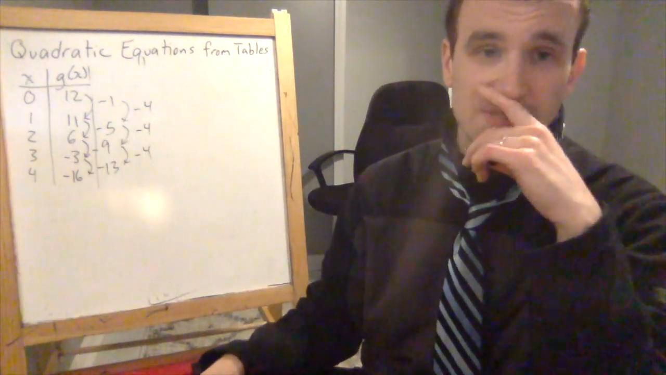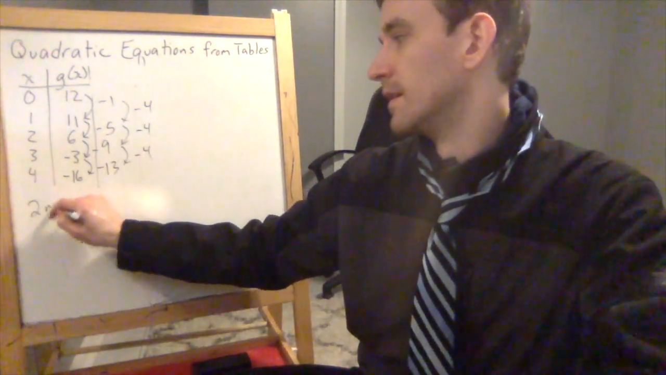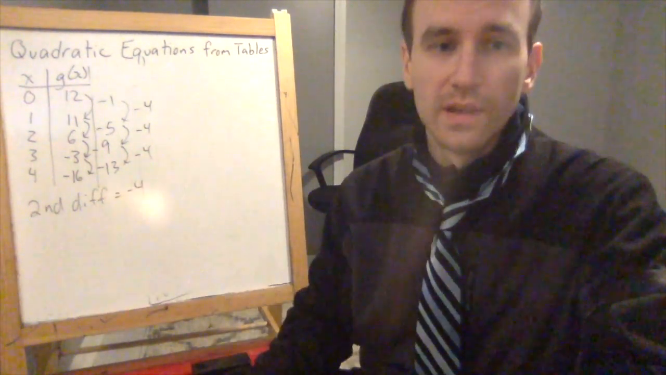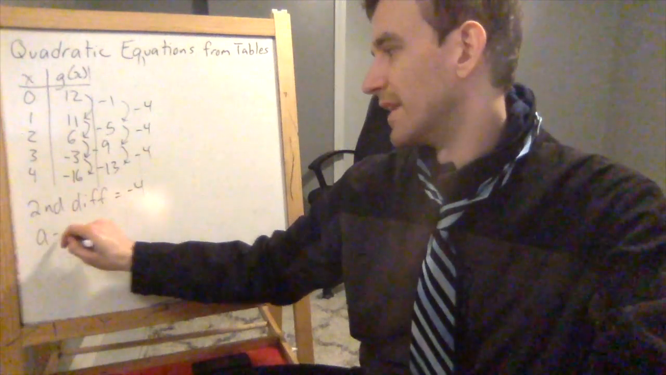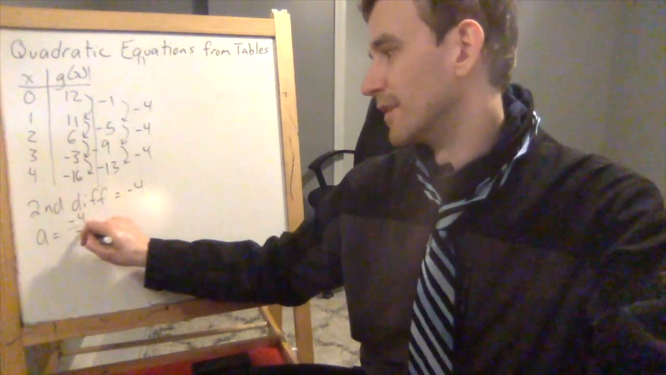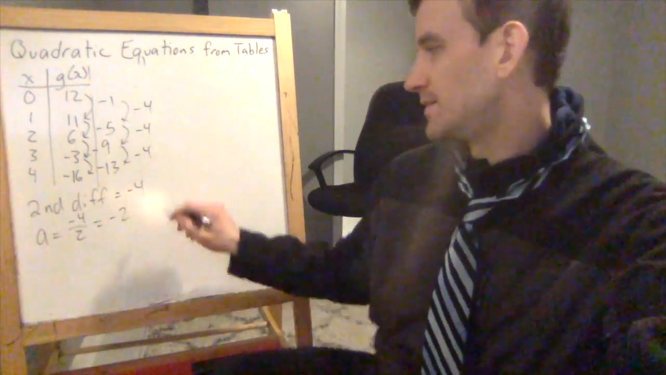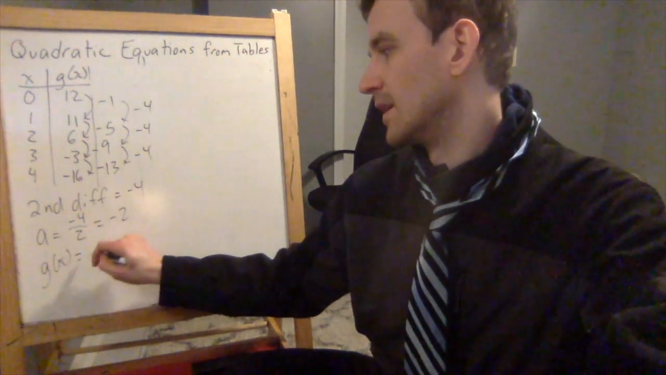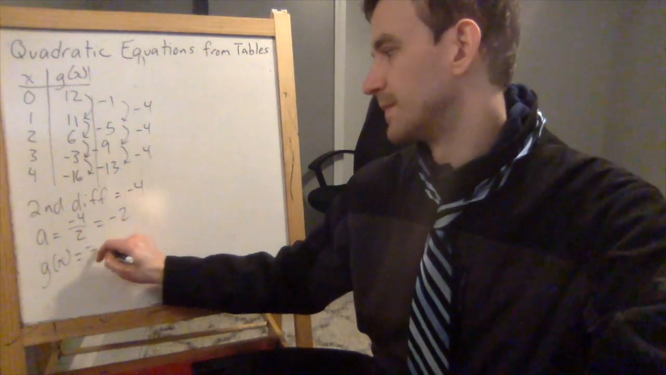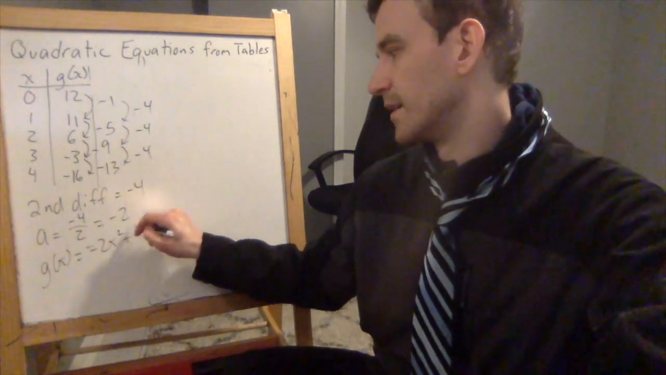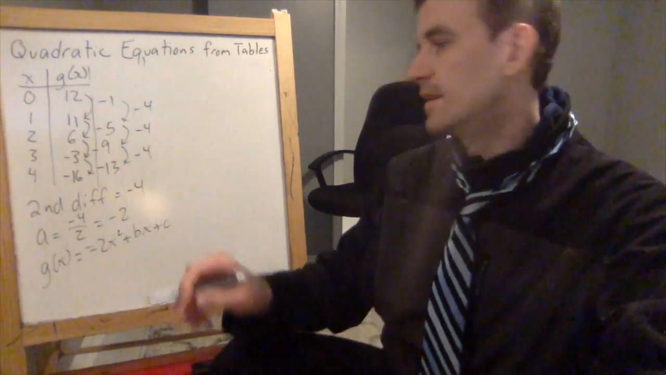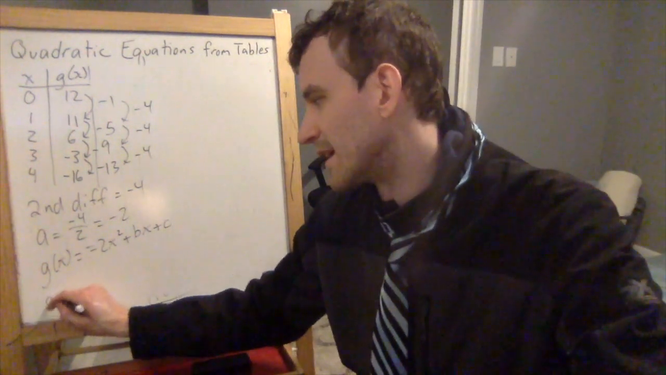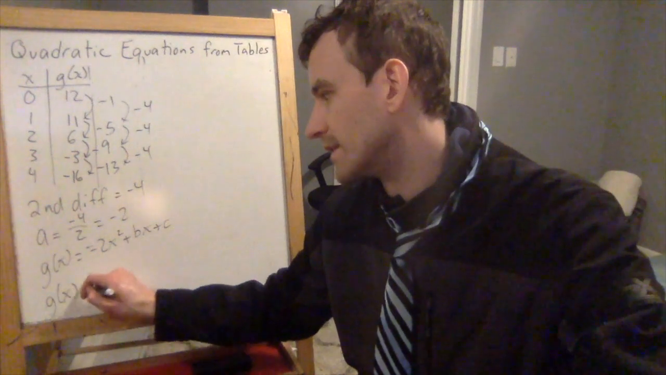So our second difference is negative 4. So our value of a is half of that. Negative 4 divided by 2 equals negative 2. So we know g of x equals negative 2x squared plus bx plus c. And to find b and c, we can make a linear equation by adding 2x squared to the other side.